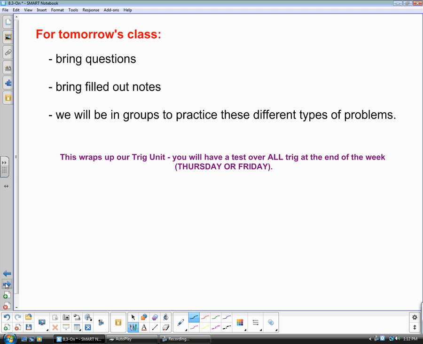For tomorrow's class, please bring any questions, bring filled out notes, and then we'll be working in groups to practice these types of problems. Remember that you will have a test over Chapter 7, which is similarity stuff. We haven't really reviewed that since before break. And you will also have all of the trig stuff on it. This is the last thing that we're going to do for trig, and we're going to wrap this up on Wednesday. So please have this video watched.